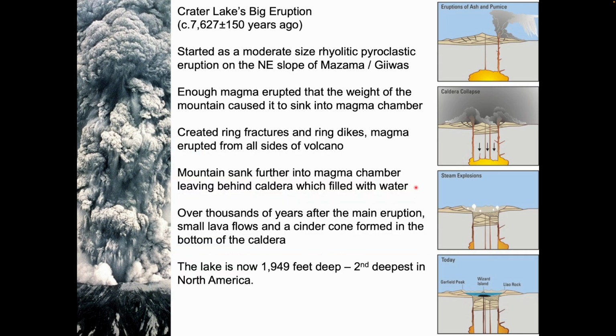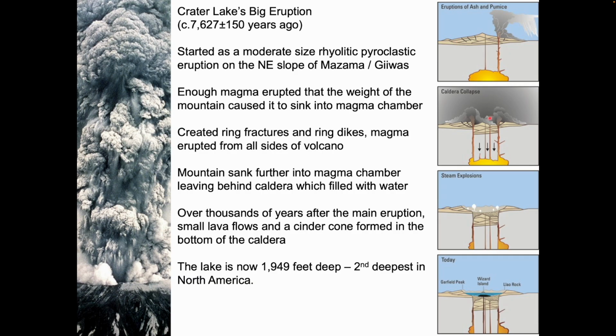So now let's talk about Crater Lake National Park, one of our great national parks, the only one in Oregon. Its big eruption that led to the collapse of the volcano occurred 7,627 years ago, plus or minus 150 years. It started as a moderate-sized rhyolitic pyroclastic eruption on the northeast slope of Mount Mazama. Geologists call it Mount Mazama. The Klamath-Muckaluk people of the region call it Giwas.